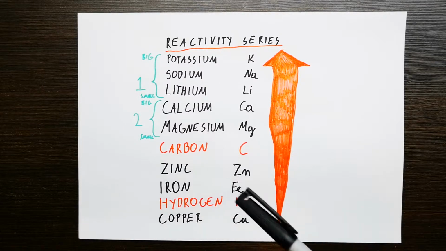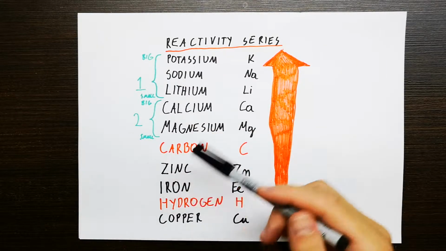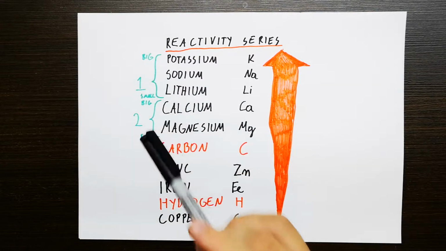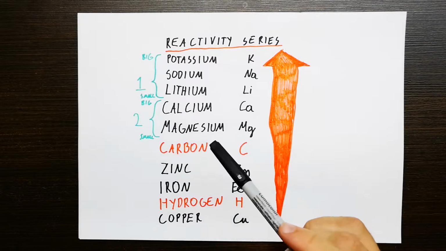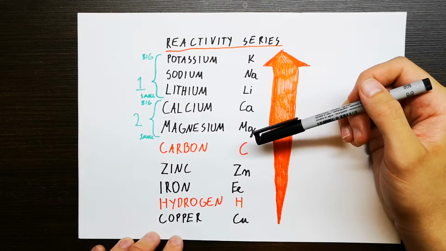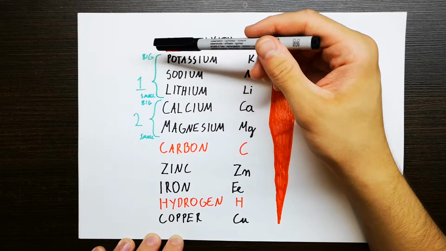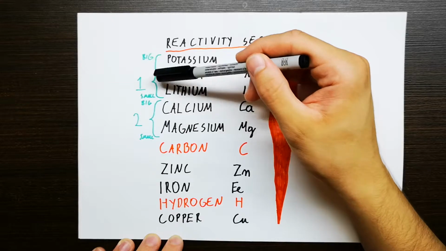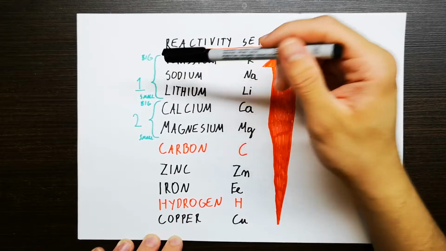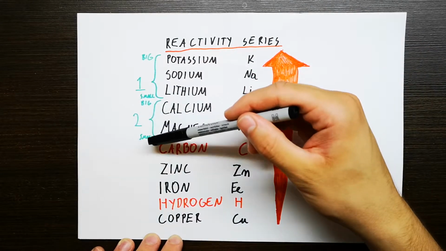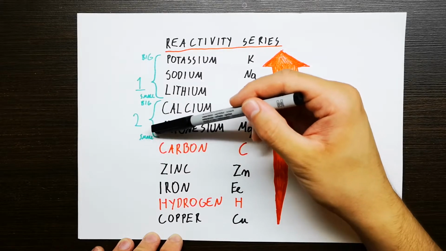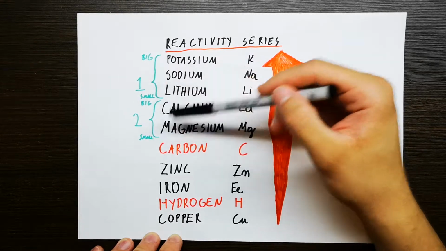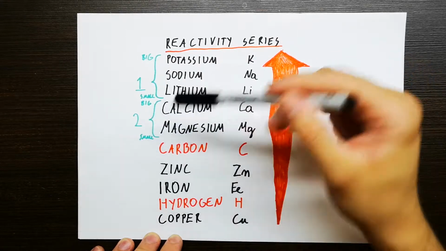Now, if you wanted to remember these, I have two tricks to help you remember this. Well, what do we have here? We have group 1 metals. Right at the top we have group 1 metals, and then below them we have group 2 metals. So that's the first trick. Group 1 metals go above group 2 metals in this reactivity series. That's a good way to remember this.